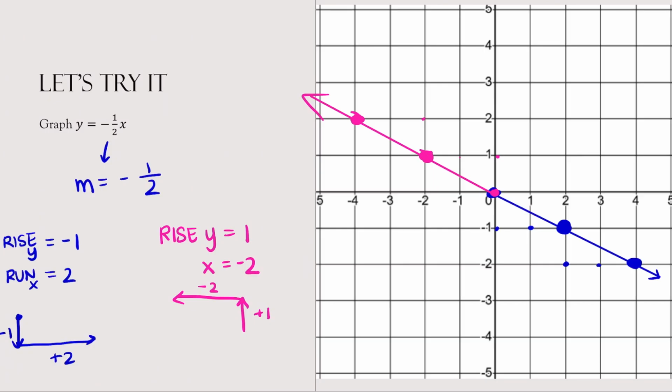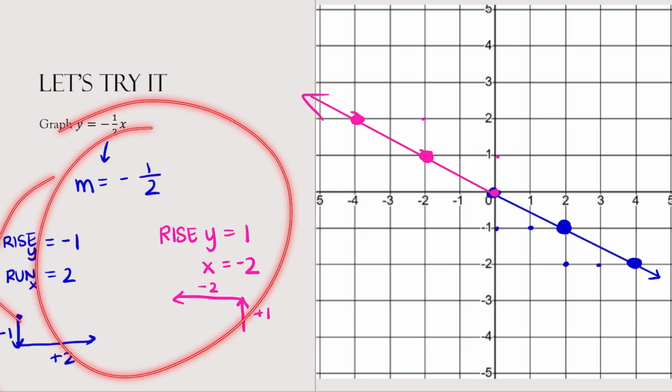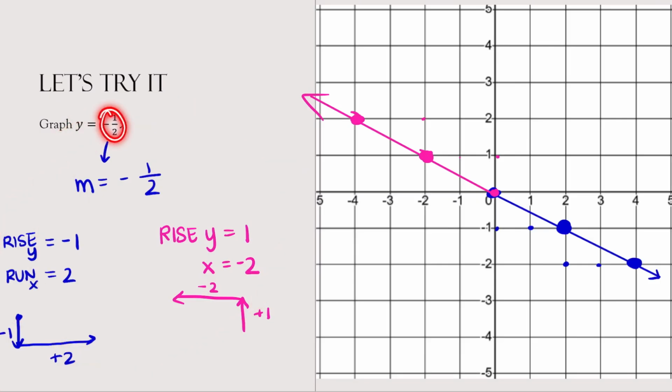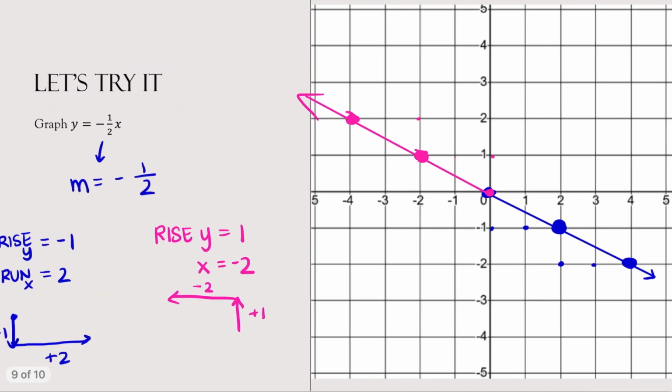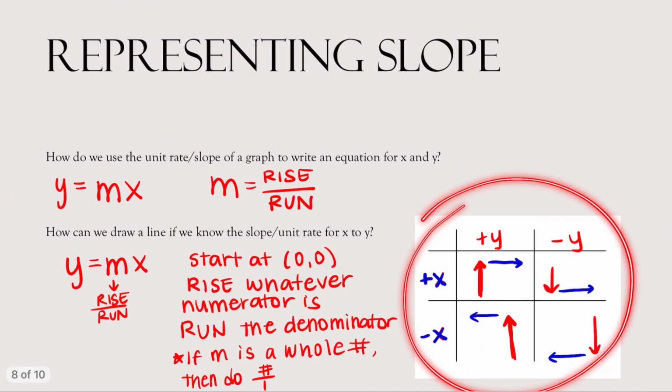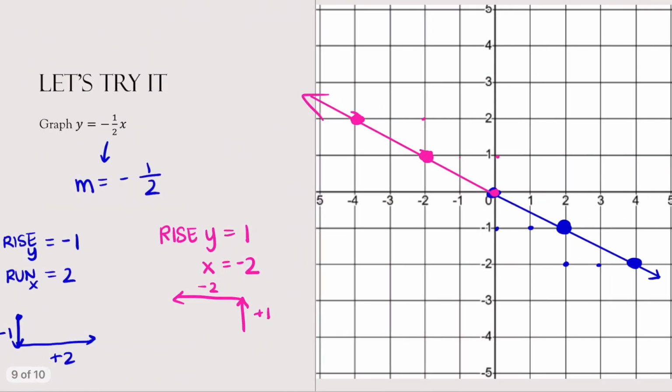So that was just a visual example. Once you get used to this, you don't even have to write it down. Like, I look at this and I'm like, oh, I usually do y as negative. That's just how my brain works. I start here, I go down one and right two, and then I just draw my next point. But just for now, while you're getting started, use this chart to help you, and start at 0, 0 for now as well.